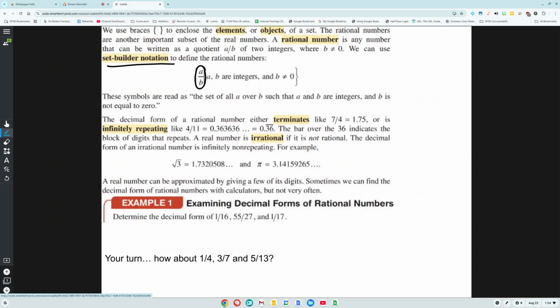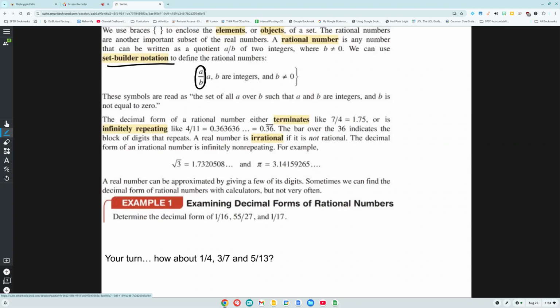The decimal form of a rational number terminates, for example, if I had 7/4, that is 1.75, or it has an infinitely repeating decimal, something like 4 over 11. We get 0.363636, and we write that bar over top of the 36. The bar over the 36 indicates the block of digits that repeats.